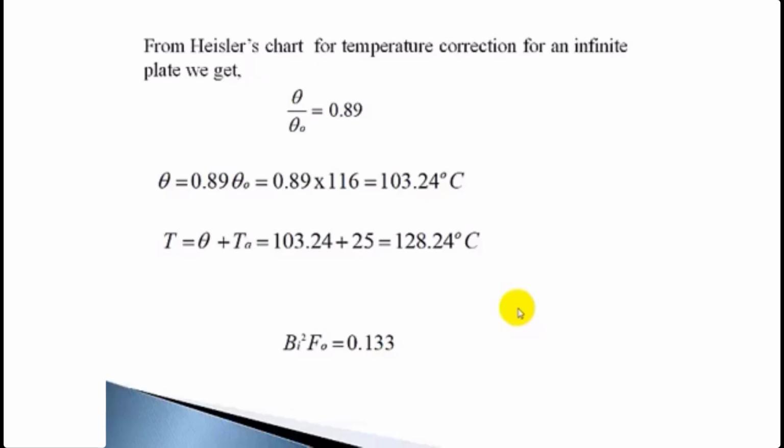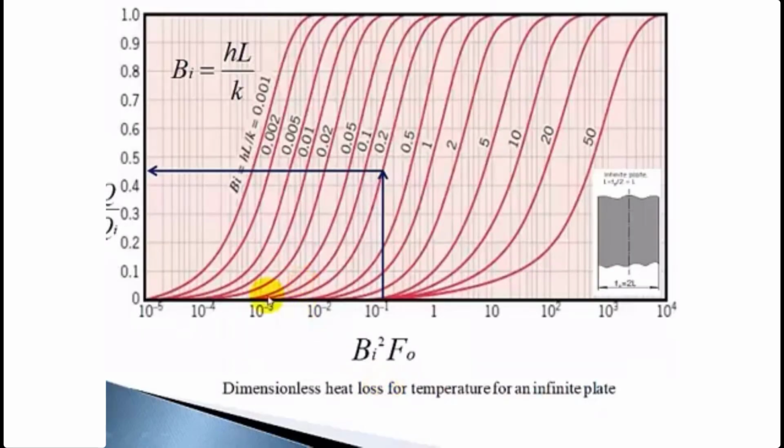Now we need to find out the amount of heat transferred from the body in the first 2 minutes. For that we need to read another chart, where you need to calculate the parameter Biot number squared into Fourier number. On the x-axis we will have Biot number squared into Fourier number. We have calculated the Biot number already and the Fourier number is also known. Substituting that, we get Biot number squared into Fourier number as 0.133. Now we will go to the chart.